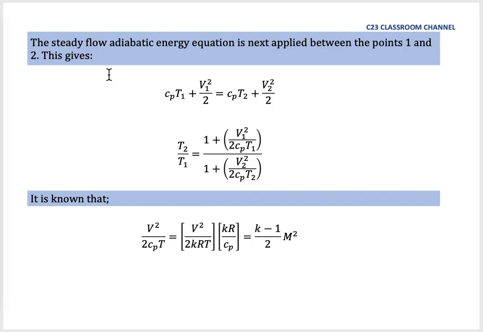Then you have the equation for steady flow adiabatic energy from your thermodynamics class. I simplify it here, so we can say that Cp T1 plus V1 squared over 2 is equal to Cp T2 plus V2 squared over 2. Then we rearrange this equation to T2 over T1. The value of V squared over 2 Cp T can also be written as V squared over 2 kRT times kR over Cp, and then we can rewrite it as k minus 1 over 2 times the Mach number squared.